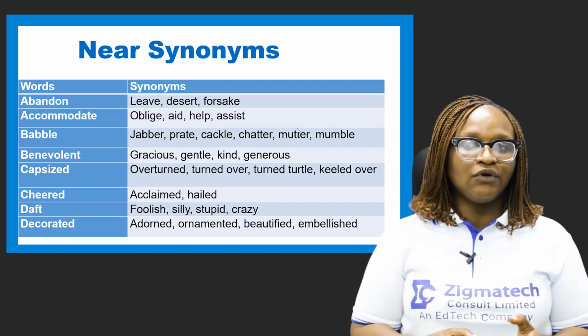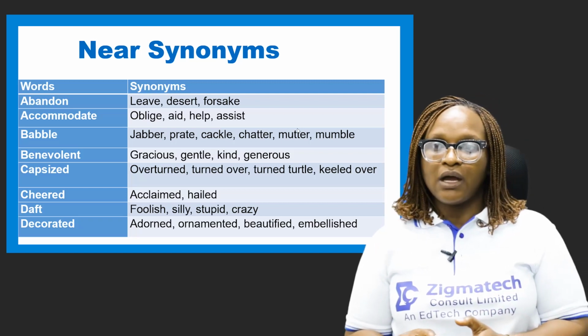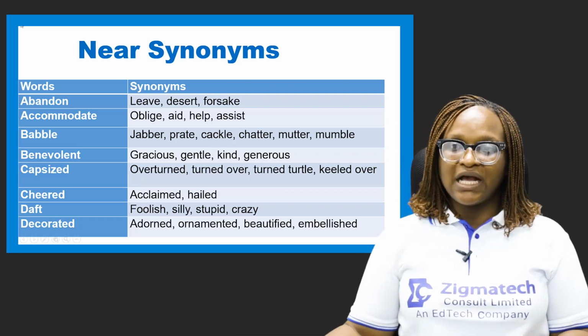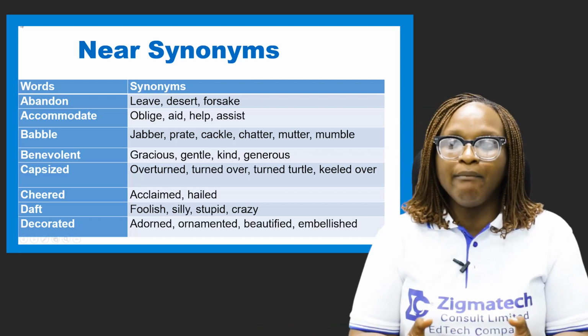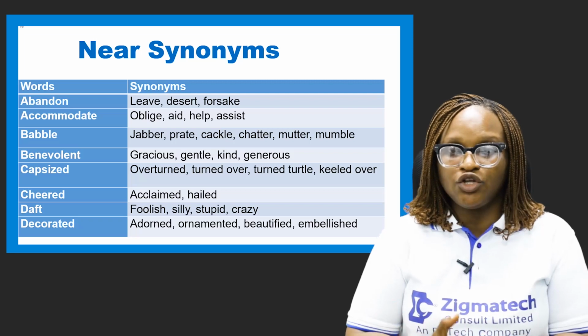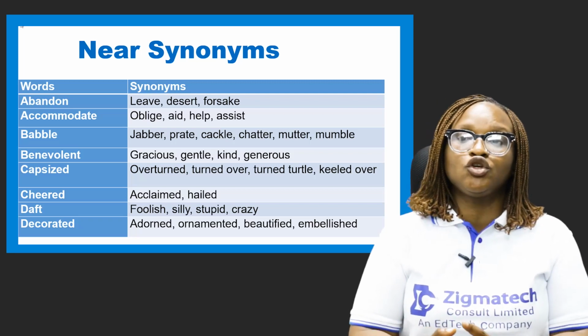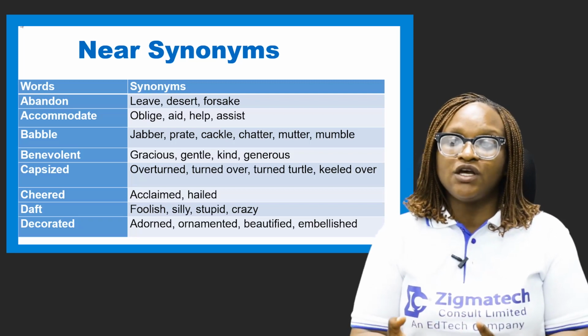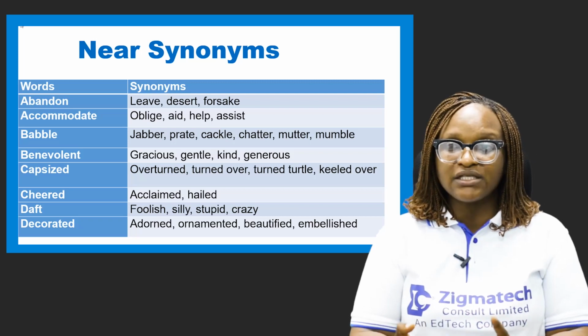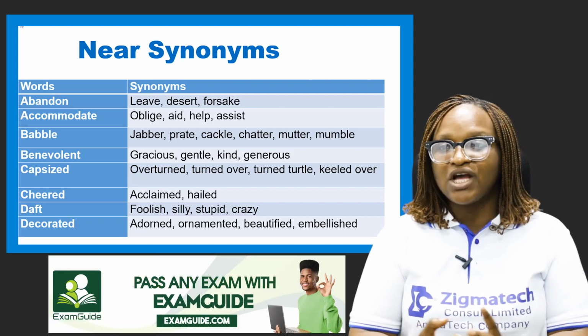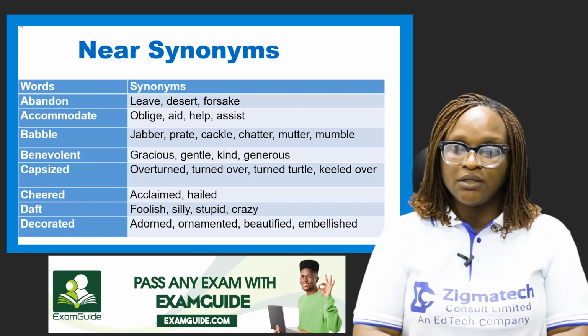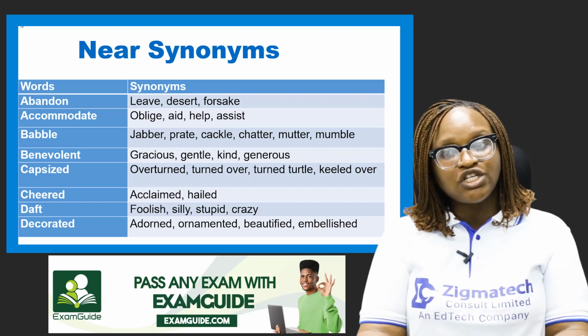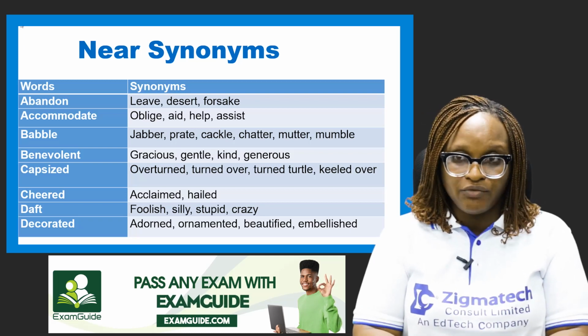I can't use accommodate for it, but I can use oblige. I can also use assist. So the other word is babble. These are so many synonyms to babble. If you don't want to say that someone is babbling, you can say he or she is jabbering, prating, cackling, chattering, muttering, or mumbling. Then benevolent means gracious, gentle, kind, generous.